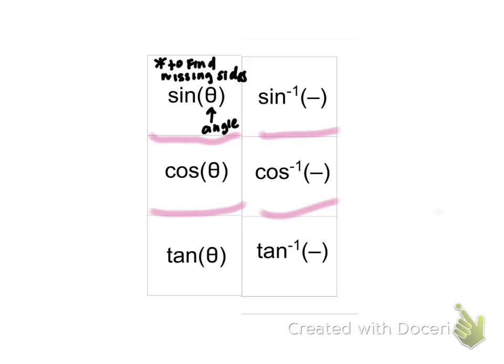And we're going to write the names of these down. So this, like I said, is called sine. This right here is called cosine. And this right here is called tangent. Okay.